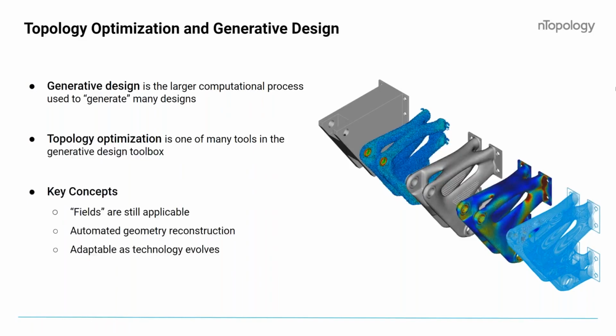So really today is about how does that look in the software, and how does that all come together. A few key concepts that we'll touch on in the next few slides. One is, of course, fields, and what are the connection points between topology optimization, fields, and how it fits into the software. The second one is something we've put a lot of attention towards, automated geometry reconstruction. So we'll touch on that.